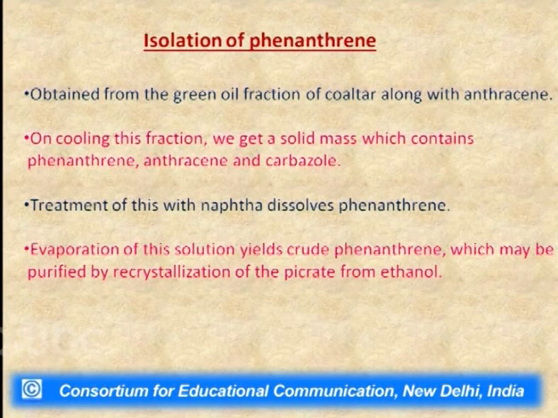In the isolation of phenanthrene, we get it from the green oil fraction of the coal tar, which on cooling gives a solid mass containing phenanthrene, anthracene and carbazole. Treatment of this solid mass with naphtha solvent dissolves the phenanthrene. After this, we evaporate the solution and get crude phenanthrene, which can further be purified by recrystallization of the picrates from ethanol, and we get pure phenanthrene.